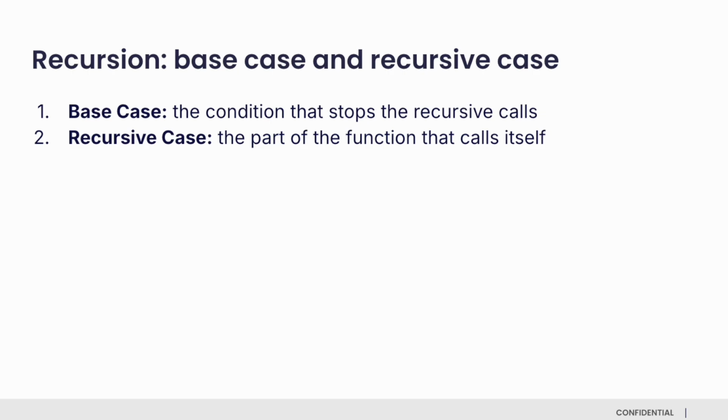Recursion has two main components. The base case, which is the condition that stops the function from calling itself indefinitely, and the recursive case, where the function actually calls itself to work towards the base case.